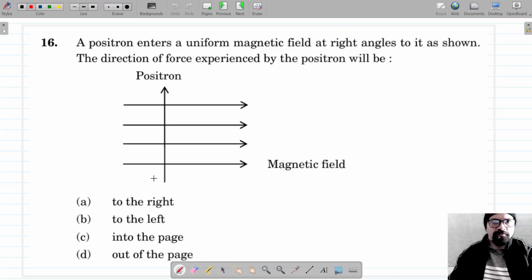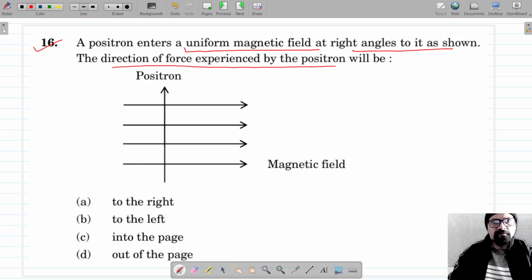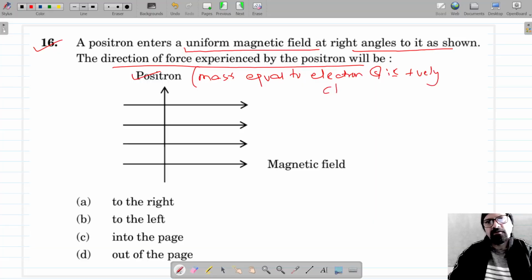Okay, for question number 16, it's given a positron enters a uniform magnetic field at right angles. So the direction of the force experienced by the positron will be. Now, what is a positron? A positron is an antiparticle of the electron that has mass equal to the electron, but the charge is positive. So the positron is a positively charged particle.